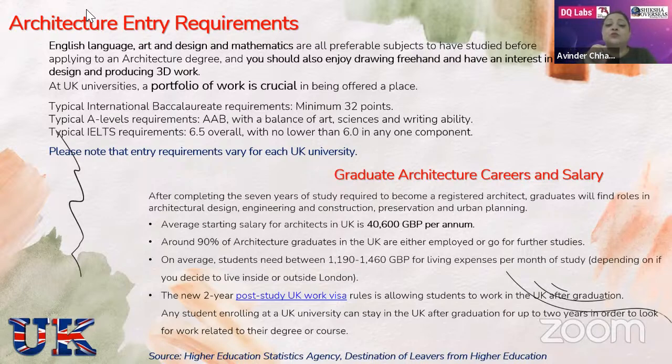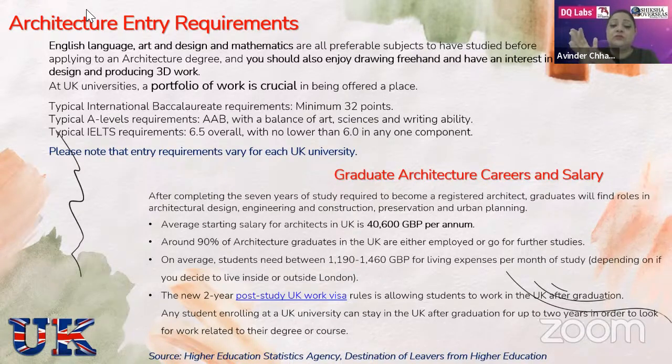And then the new 2-year post-study UK work visa rules allow students to work in the UK after graduation. Once you finish your graduation, whether it be your bachelor's or your master's, you're allowed to stay back for 2 years, look for a job, and apply for a work permit and a work visa. A job search visa is different from a proper work visa. A work visa is given by the government and a work permit is given by the employer.